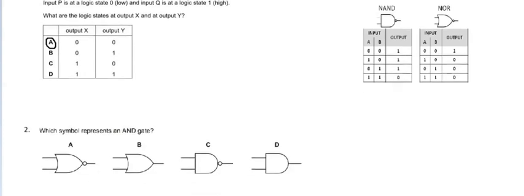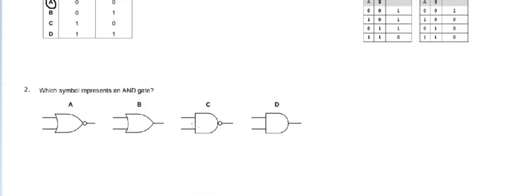Now we will see problem number 2. Which symbol represents the AND gate? So which one is the AND gate over here? What is this gate? It is the NOR gate.